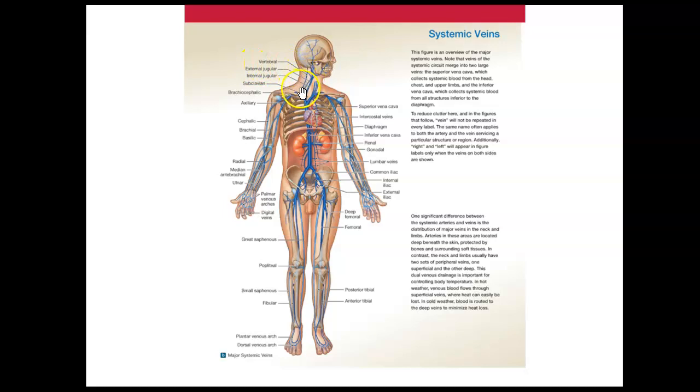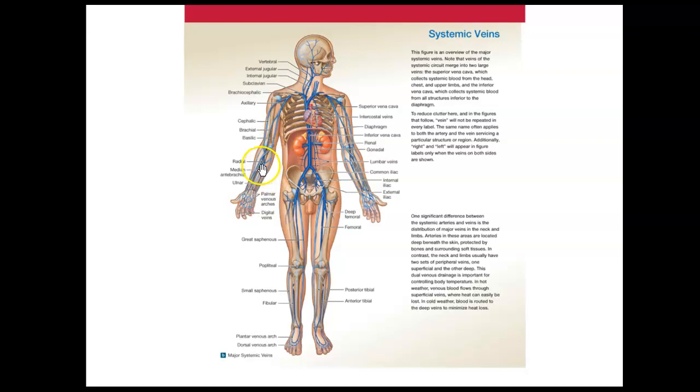The vertebral vein, the external jugular, the internal jugular. Then you have the subclavian veins. You have the one on the right, the one on the left. The brachiocephalic vein branches into the subclavian veins. Then you have the axillary veins. You have the cephalic vein, the brachial vein, and the basilic vein. So you see the brachial artery, but you don't see the cephalic and the basilic.